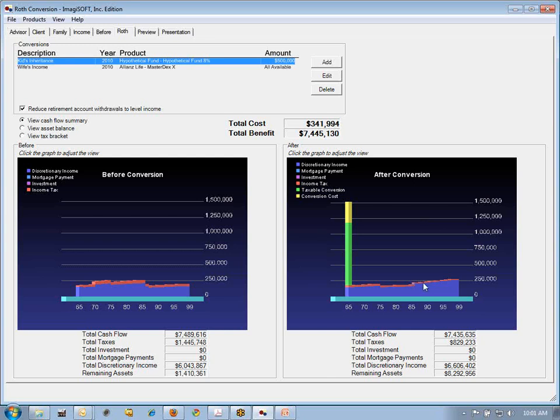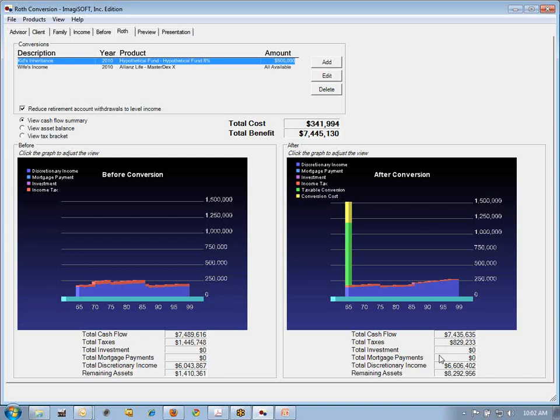Now, why is that? It's because we've shifted the income out here. Look at the red. The red in these areas is the tax area that you pay. So we have the total cash flow on the before and after. They're virtually identical, but look at the income taxes. $1.4 million versus $800,000. That's about $600,000 difference in taxes.